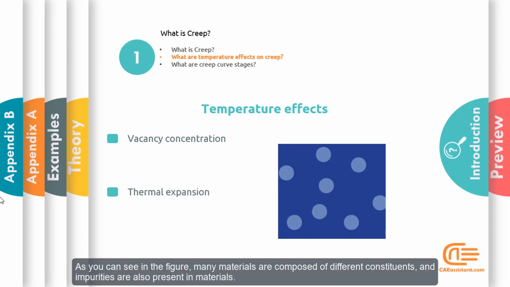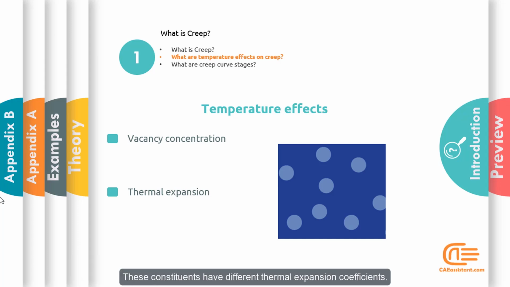The second effect is thermal expansion. As you can see in the figure, many materials are composed of different constituents, and impurities are also present in materials. These constituents have different thermal expansion coefficients. So it means they do not expand to the same extent when the temperature increases. This leads to the formation of cracks around the impurities. These cracks contribute to the creep of the component.